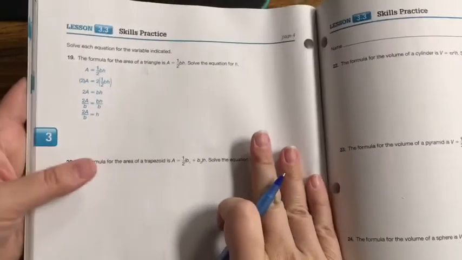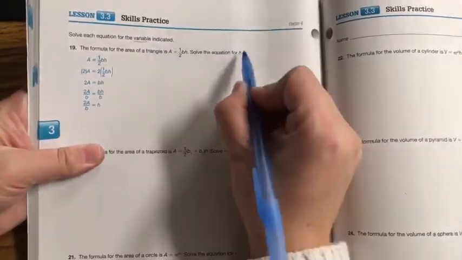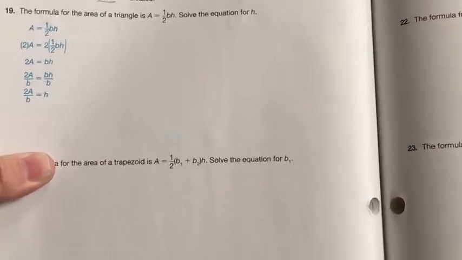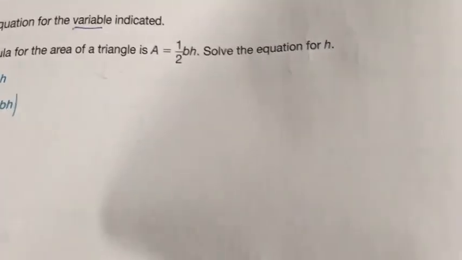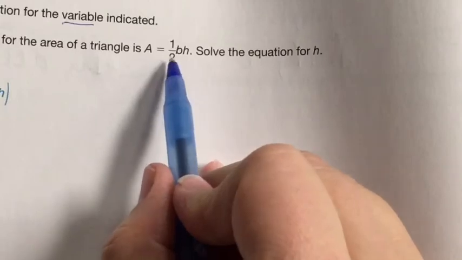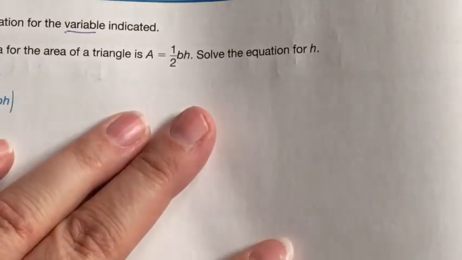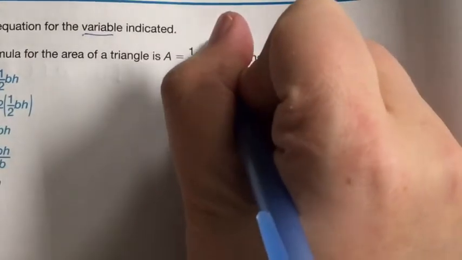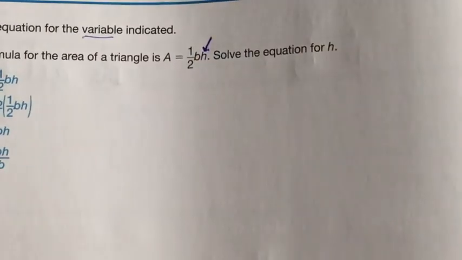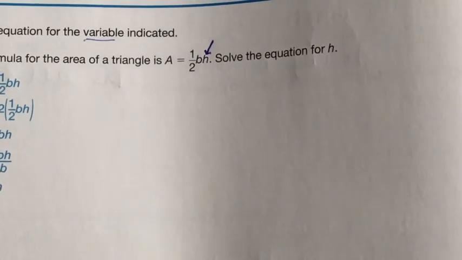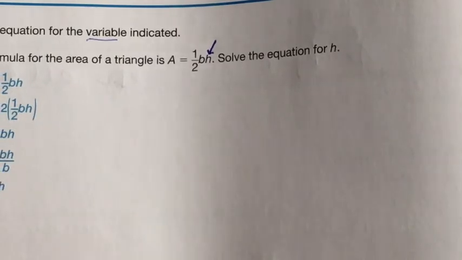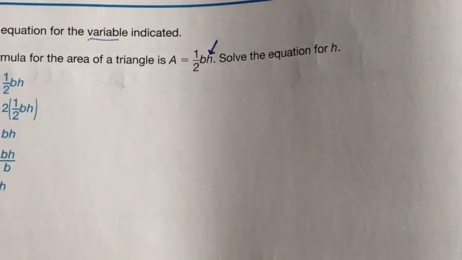Okay, next part. So pause the video if you need to. The next part, these are all a whole lot of variables, and it will tell you what variable you need to solve for. So this one said that A is equal to 1/2 bh, and it wanted us to solve for h. This is how I find it makes it easiest: you're going to put an arrow to the one that you're supposed to solve for, and then do everything the furthest away from that letter first, working back in.